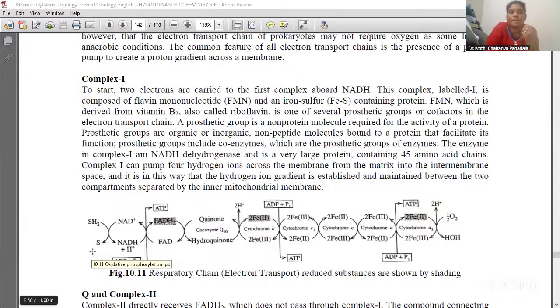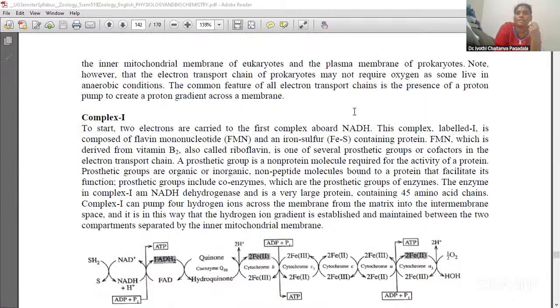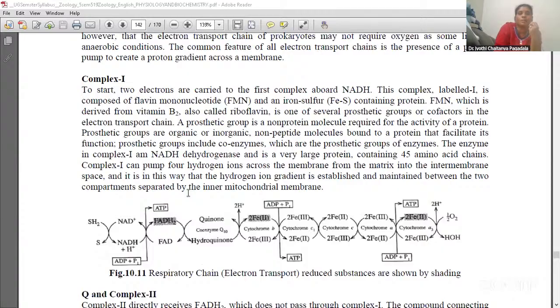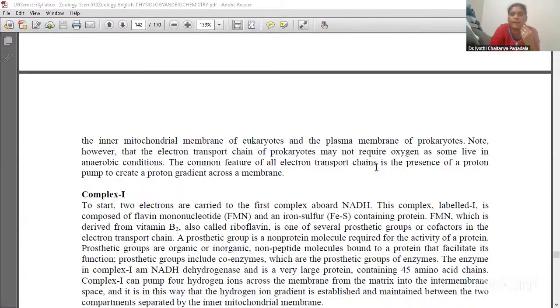The two electrons from NADH are carried to the first complex. Here you can see the NADH. This complex, which is labeled as 1 here, is composed of flavin mononucleotide, FMN, and an iron-sulfur containing protein. This FMN is derived from vitamin B2, which is also called riboflavin.